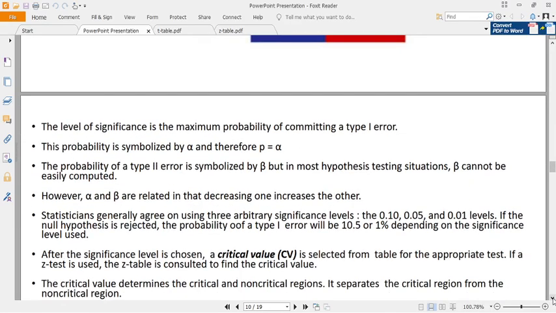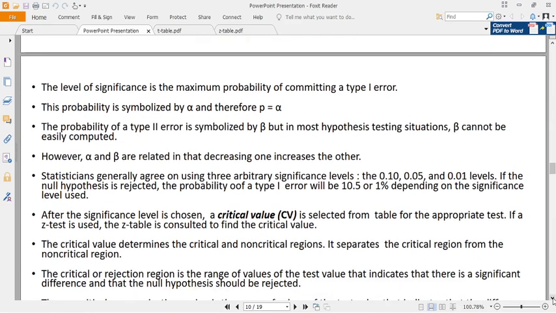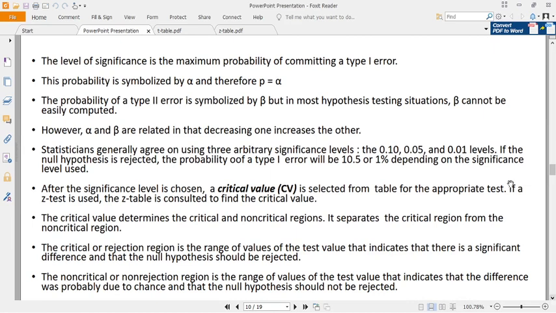The level of significance is the maximum probability of committing a type 1 error. We are not going to focus on type 2 errors; we shall only base on type 1 error. However, these are related in a way that increasing type 1 error reduces the chances of type 2 error, and increasing type 2 error reduces the chances of type 1 error. Like I mentioned, common confidence levels are 95, 90, and 99, and the difference between 100 and the confidence level is always the error.